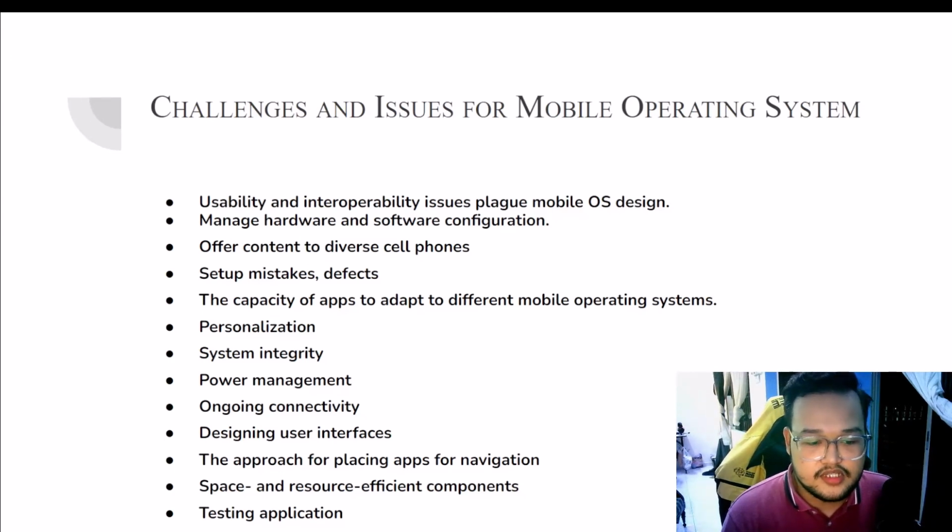Next, system integrity, power management, and ongoing connectivity. After that, we need to design a user interface for various mobile apps. The code for each program for iOS, Android, and other mobile operating systems is different from each other. Next, the approach for placing apps for navigation by various mobile operating systems differs. On top of that, there are space and resource efficient components like pop-ups, alerts, soft gradients, images, and more.